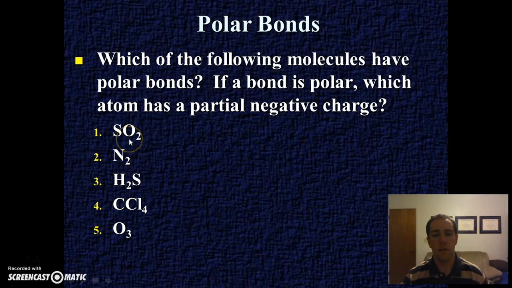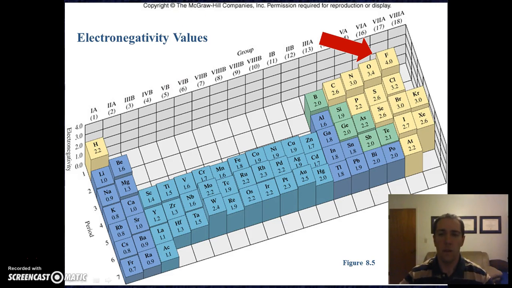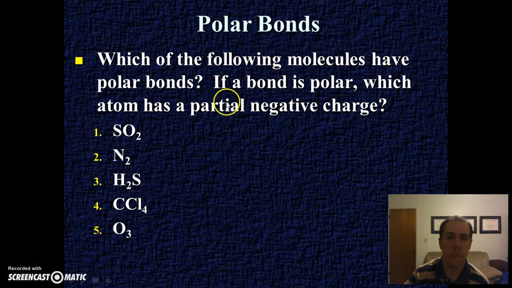So here we have SO2. Let's go back to our chart. We have S, we have O. O, oxygen, has a higher electronegativity, so it has the partial negative. Sulfur has the partial positive. Here we have N2. In this case, because they're both nitrogen, they both have the same exact electronegativity, and so there will be no partial charge. This is a non-polar covalent bond.